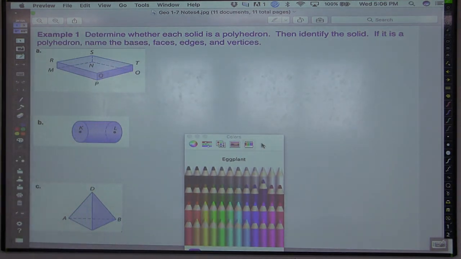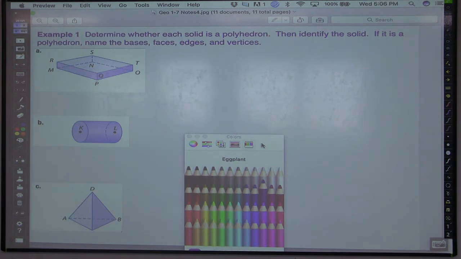It says, determine whether each solid is a polyhedron. Then identify the solid. If it is a polyhedron, name the bases, the faces, the edges, and the vertices. So that's 4 different things that we have to name if it is in fact a polyhedron. And lo and behold, for part A, we do in fact have a polyhedron.